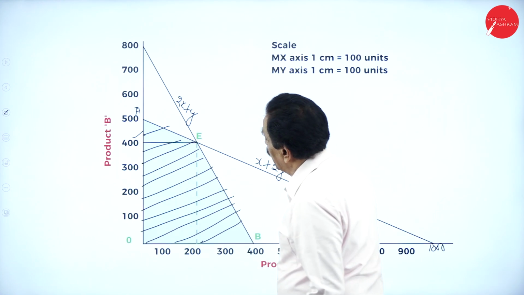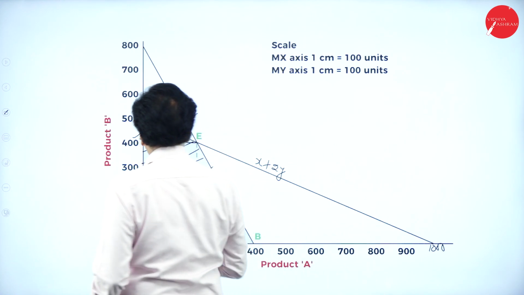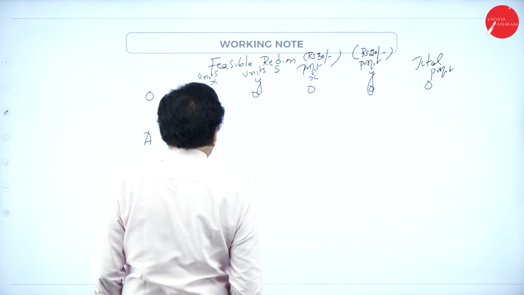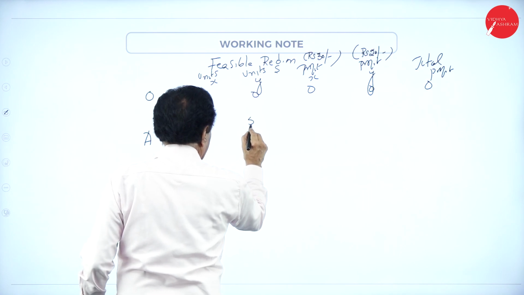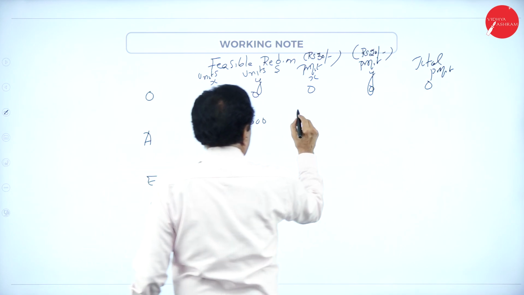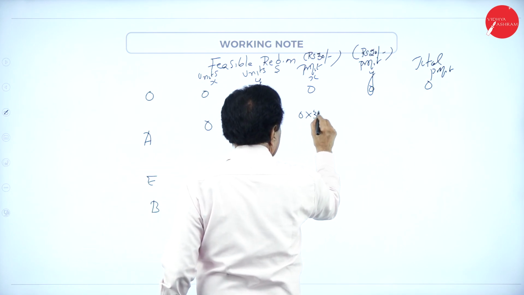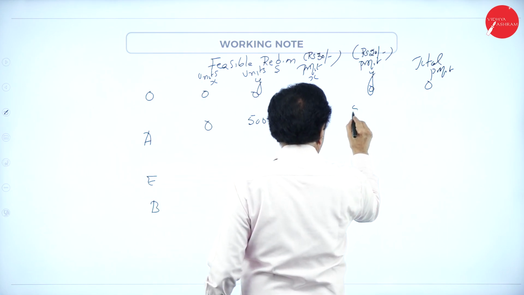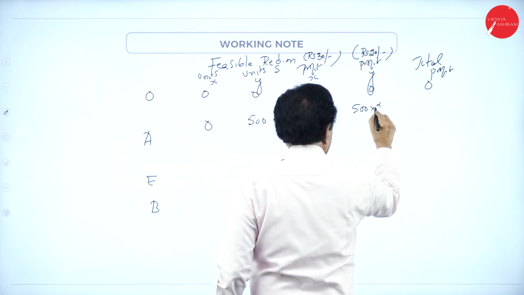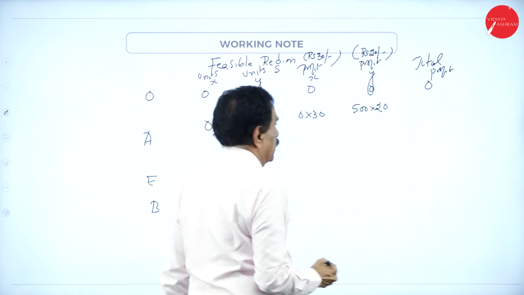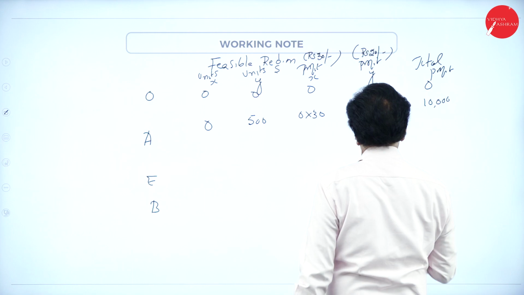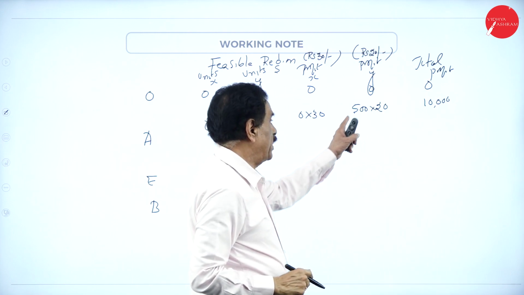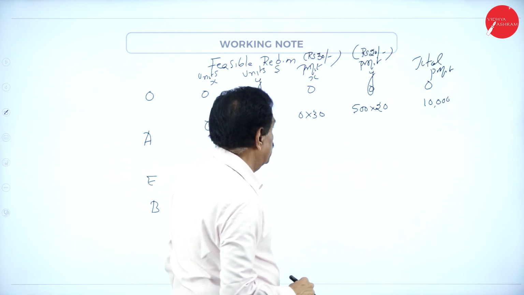At the point A, Y-axis is 500, X-axis 0. So 0 into 30 plus 500 into 20. That is $10,000. 2 fives are 10 followed by 3 zeros, 10,000.